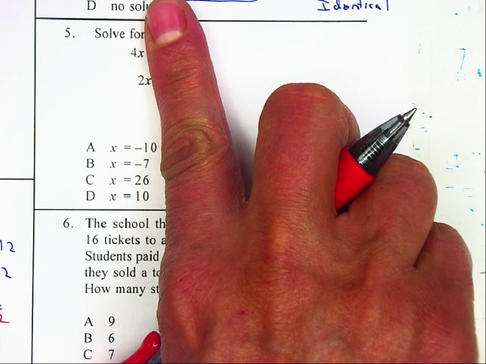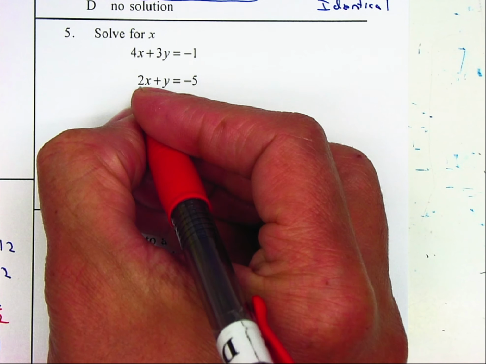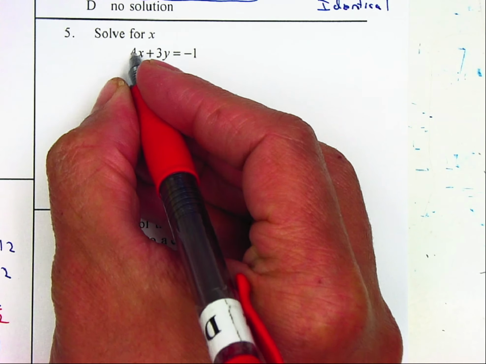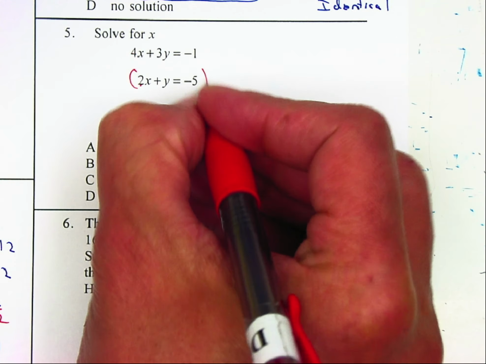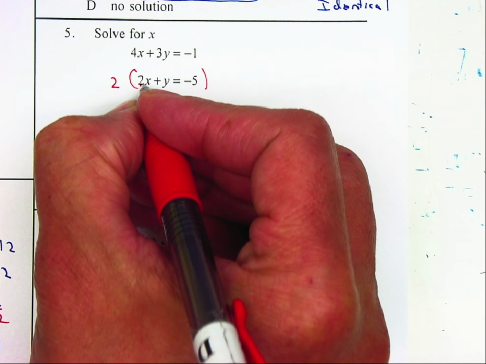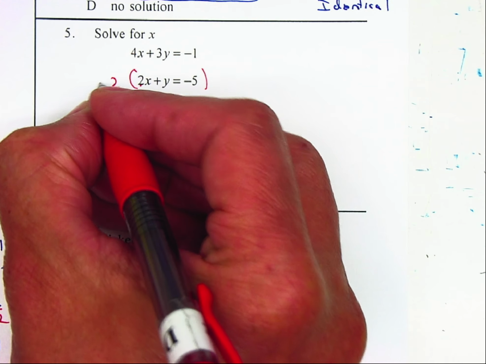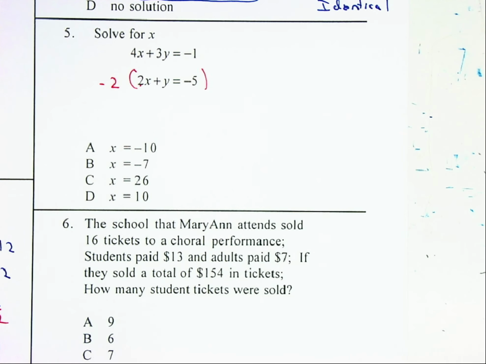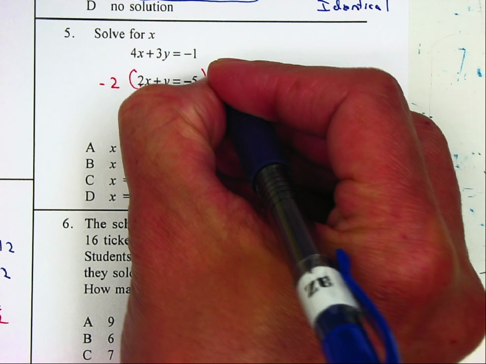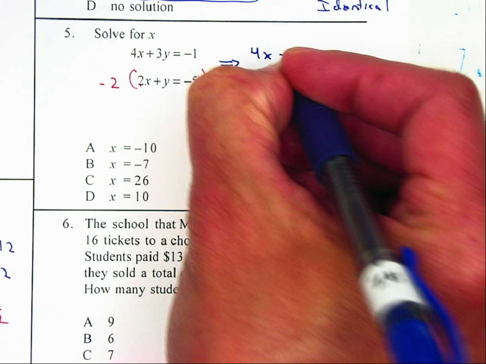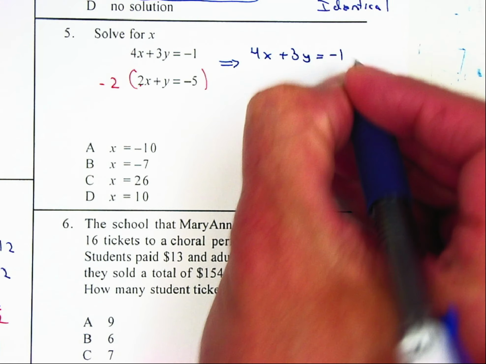I'm going to cancel the x's. I look at the smaller number, which is the 2. Can I multiply the 2 to make it a 4? Yes, I can multiply by 2. But they have the same sign. I want them to have different signs, so I'm going to multiply by negative 2. My first equation will stay exactly the same. 4x plus 3y equal to negative 1.